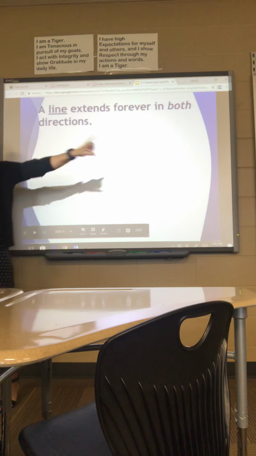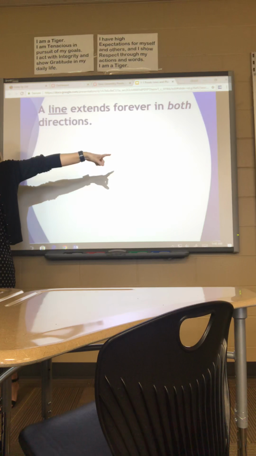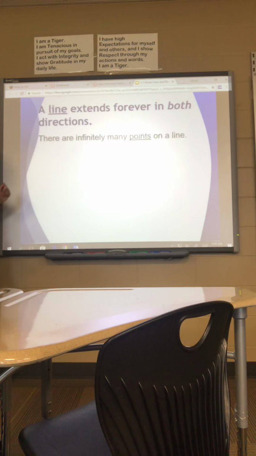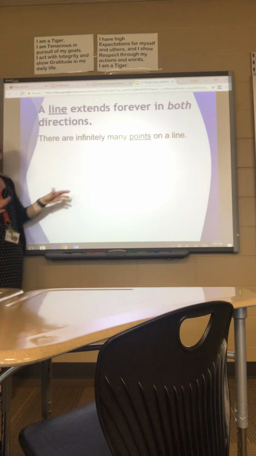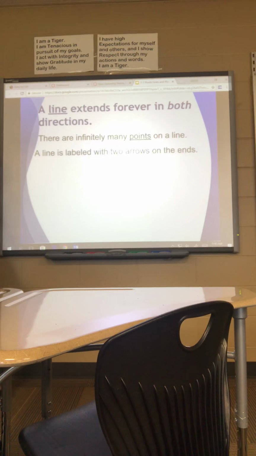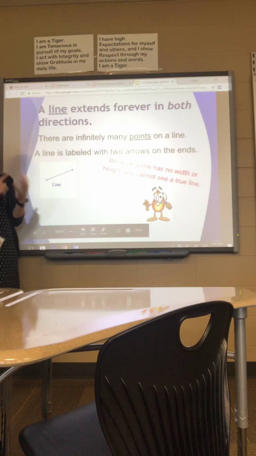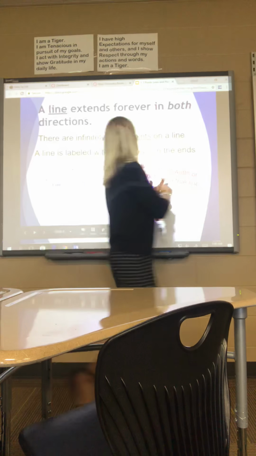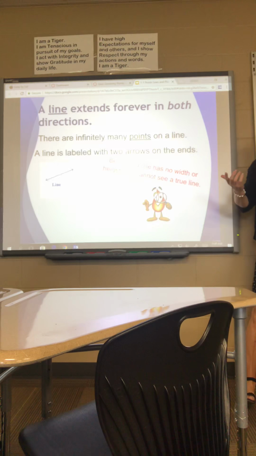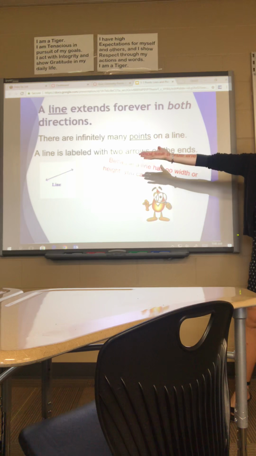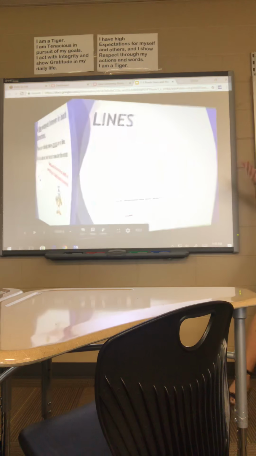A line extends forever in both directions. Forever and ever and ever. There are infinitely many points on a line. A line is labeled with two arrows on the end. Because a line has no width, no height, you can't see a true line either. Plus it goes on forever and ever and ever. You can't describe that in real life.